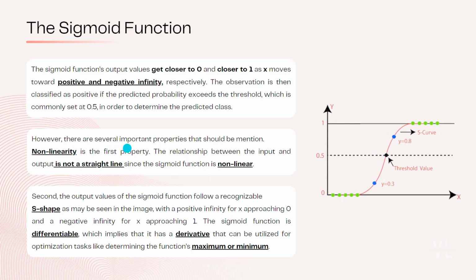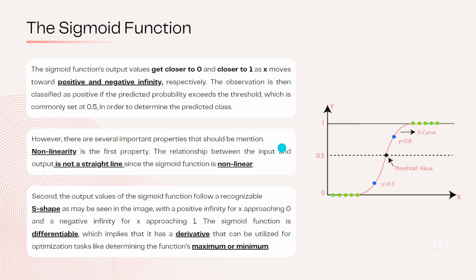However, there are several important properties that should be mentioned. Nonlinearity is the first property. When we talked about the linear regression algorithm, we mentioned some assumptions that we must consider before implementing that type of model. We mentioned that linearity is one assumption that we must consider before selecting the linear regression model. But logistic regression is the opposite. Nonlinearity is its first property and not linearity.